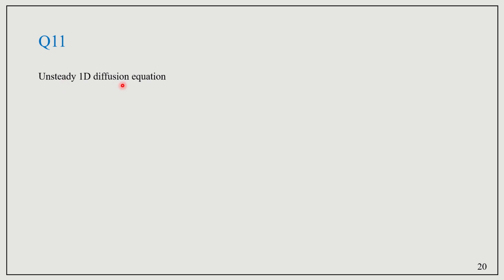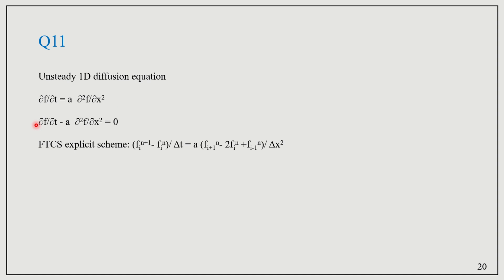So the unsteady one-dimensional diffusion equation is given by this: dou F by dou T equals A into dou square F by dou X square. And we have dou F by dou T minus A into dou square F by dou X square equal to 0. We are just taking it to the other side. And the FTCS explicit scheme is forward time and central in space. So we are just discretizing it. We keep forward in time, so we are using the n plus 1th time step and the nth time step, divided by delta t.